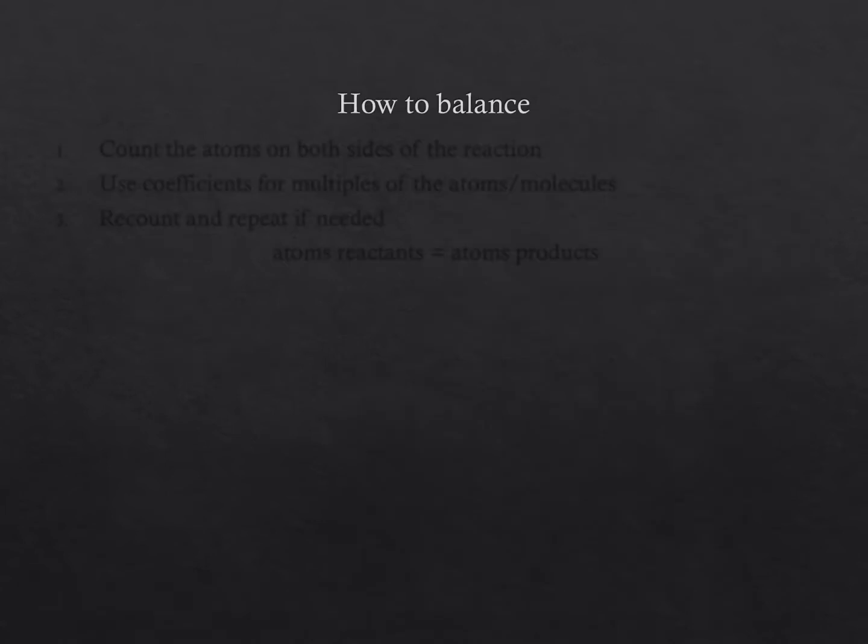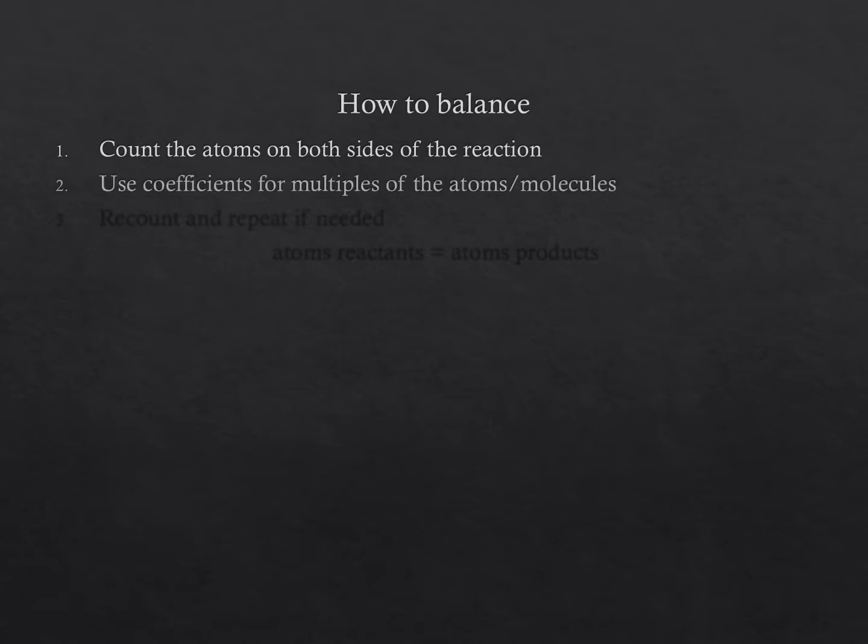So how to balance? First, you have to make sure you count the atoms on both sides of the reaction. This is the initial counting of the reaction. We use coefficients for the multiples of the atoms and molecules, so we're basically adding molecules or atoms to each side to make sure they are equal on both sides. We recount and repeat if needed to make sure that the atoms of the reactants are equal to the atoms of the products of each individual element. So let's get to it.